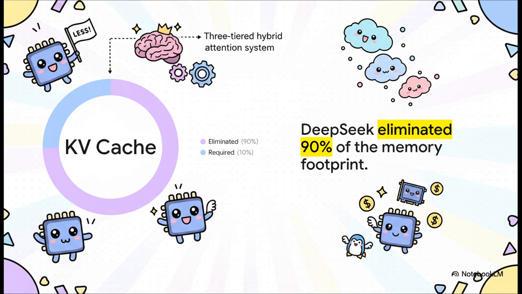Because of that 3-tiered hybrid system, they successfully shrank the short-term KV cache memory footprint by 90%. They literally eliminated 90% of the gigabytes that normally just sit there, idle, clogging up expensive GPU memory. This entirely alters the hardware deployment reality for open-source models. It's a total game changer.